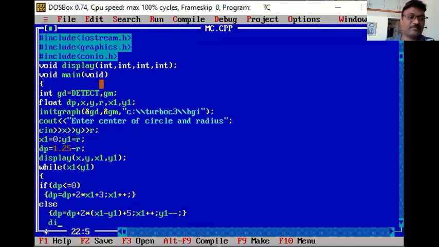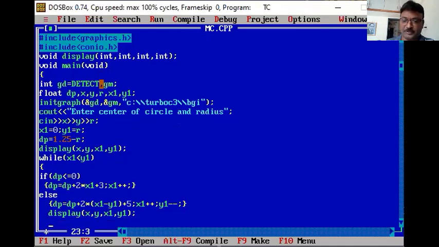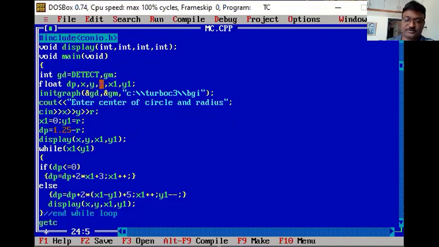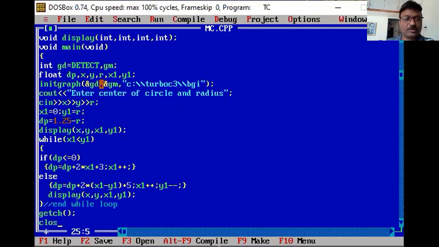And you have to call the display function again because you already calculated x1, y1 with the decision parameter. Then you have to call this for your eight-way symmetry. Here is the end of your while. I will say end while loop. Okay. Then I have to put the getch, simple algorithm, that's getch and closegraph.